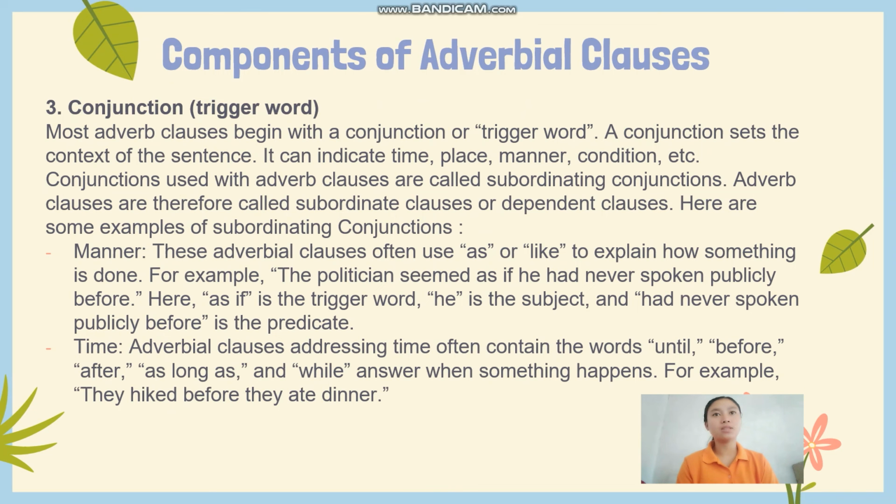Most adverbial clauses begin with a conjunction or trigger word. The conjunction sets up the context of the sentence. It can indicate time, place, manner, or condition. Conjunctions used with adverbial clauses are called subordinating conjunctions. Adverbial clauses are therefore called subordinate clauses or dependent clauses. Here are some examples of subordinating conjunctions.